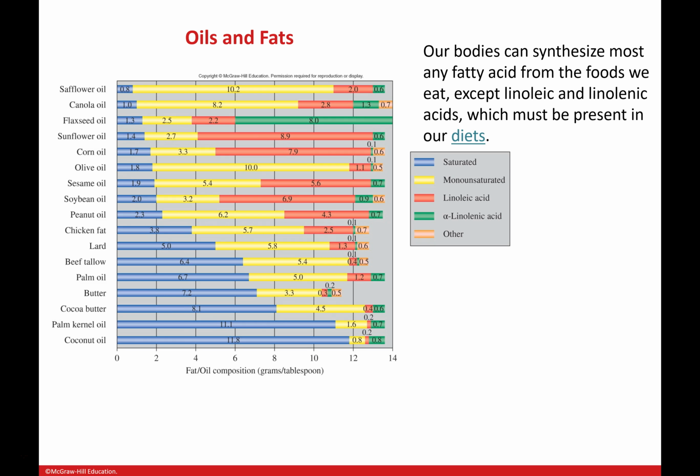So here's a list of different oils and fats, ending with chicken fat. The color-coding goes this way. We have saturated. By the way, unsaturated is not bad. It's the unsaturated trans that's bad. So we have saturated, monounsaturated in yellow, a source of linoleic acid in red, and in green, we have alpha linolenic acid. So the last 2 are the acids that we can't synthesize.